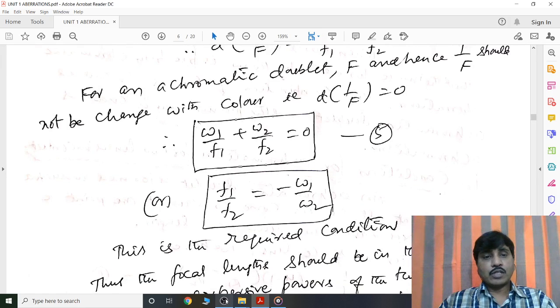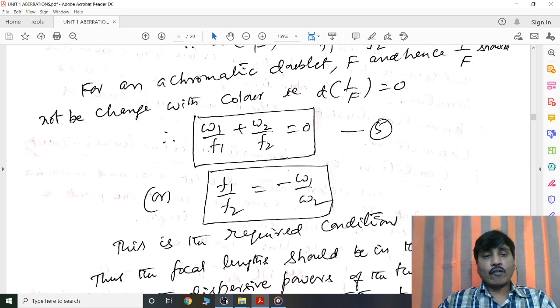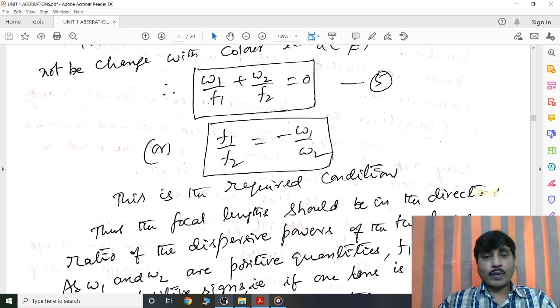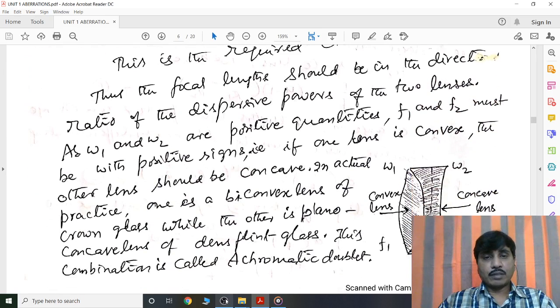For achromatic doublet, capital F and hence 1 by capital F should be constant. That means it should not change with color. That is, d of 1 by F is equal to 0. Therefore, omega 1 by f1 plus omega 2 by f2 is equal to 0. That is equation 5. Or f1 by f2 is equal to minus omega 1 by omega 2. This is the required condition.